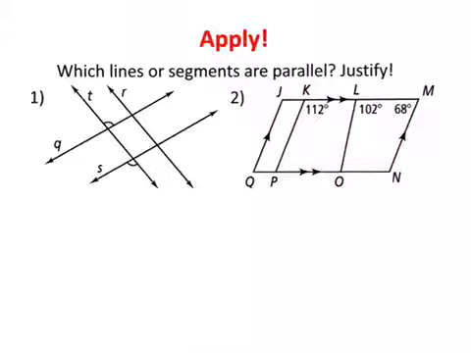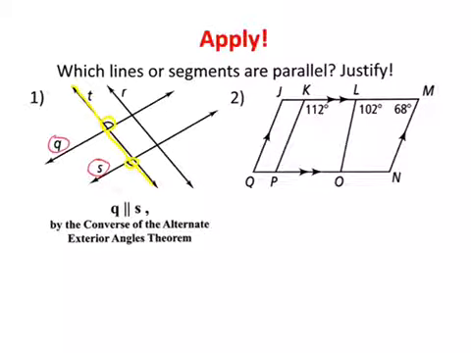Here it wants us to determine which lines or segments are parallel and justify our answer. So if we look carefully here, we've got a congruent angle here and a congruent angle here. If we assume they're lying on the same transversal T here, that means we have alternate exterior angles, and then Q must be parallel to S. So line Q is parallel to line S by the converse of the alternate exterior angles theorem.